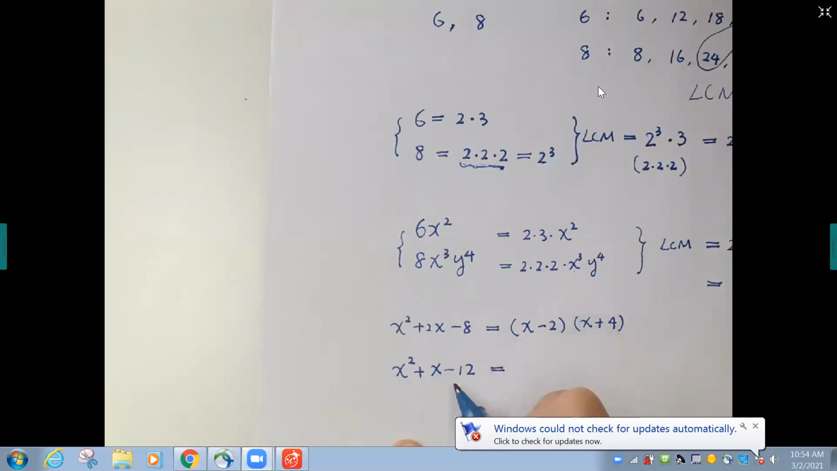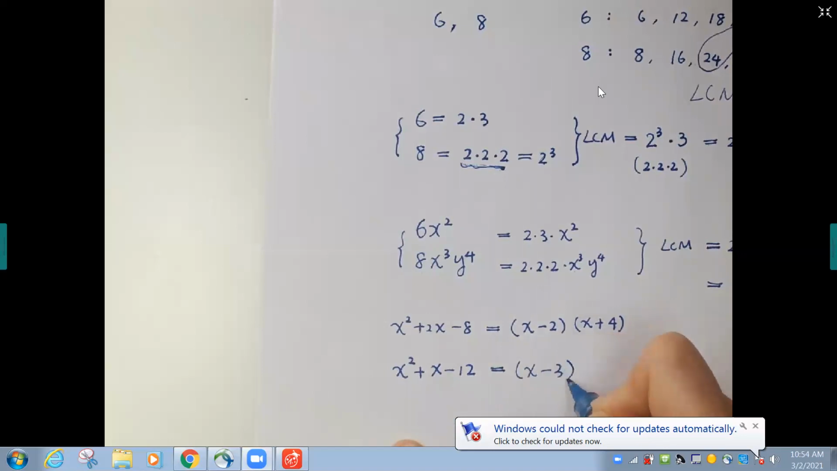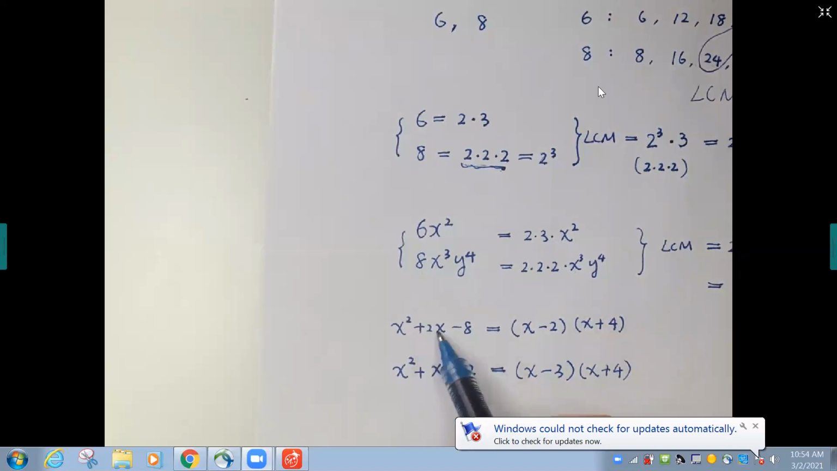What 2 numbers? Product is -12, sum is 1. 3 and 4. So 3 and 4 can get a 1. Then one of them should be negative because their sum is positive. So I know 3 should be negative. -3 and +4 are the 2 numbers we will be using in the 2 binomials. So step 1, factor those 2 polynomials respectively.